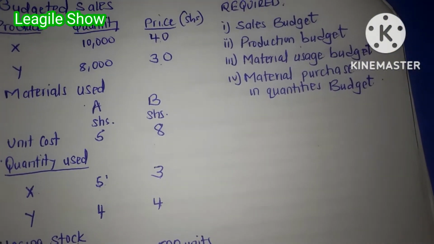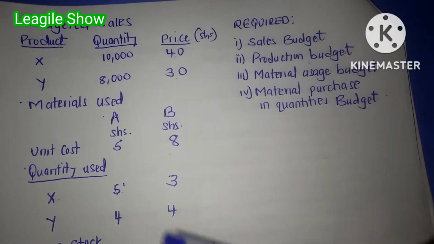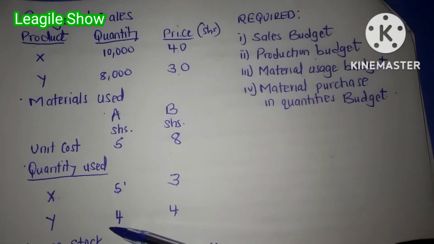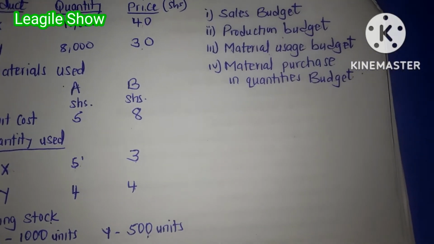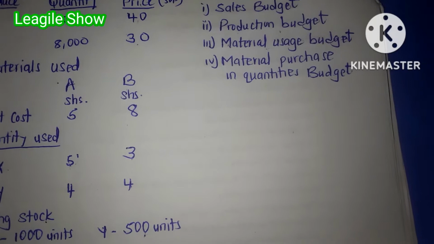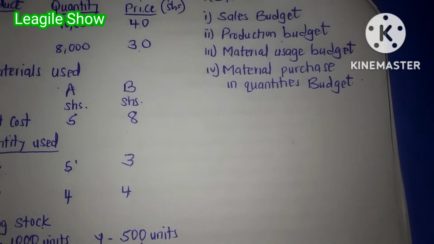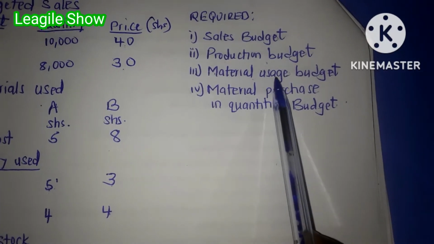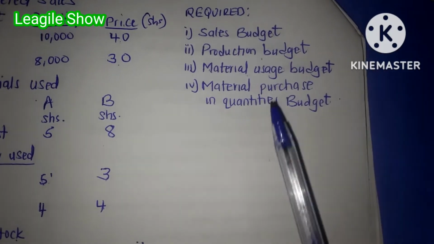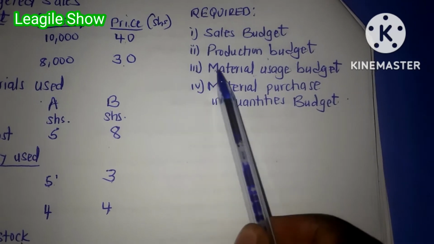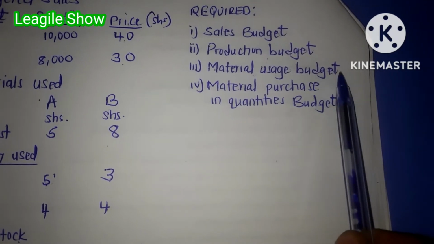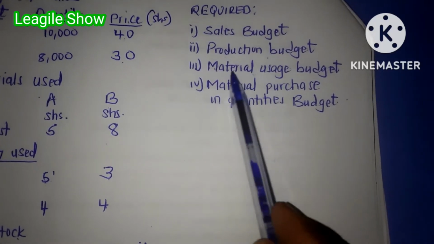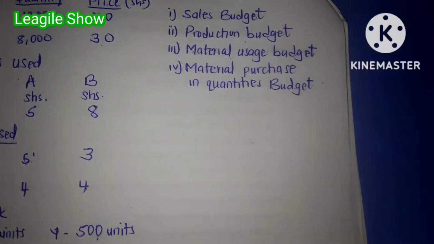Remember, this is the last video based on our calculation using this data. In this video, we'll be calculating the material purchase budget. Remember, the material purchase budget is dependent upon the material usage budget. So if you missed that video covering the material usage budget, kindly check the link below this video to find out how the material usage budget is prepared.